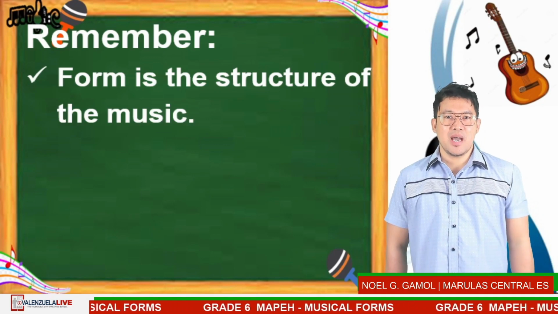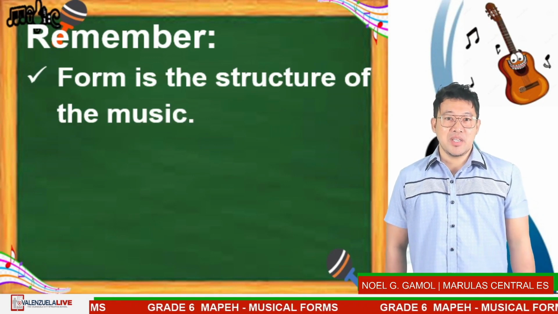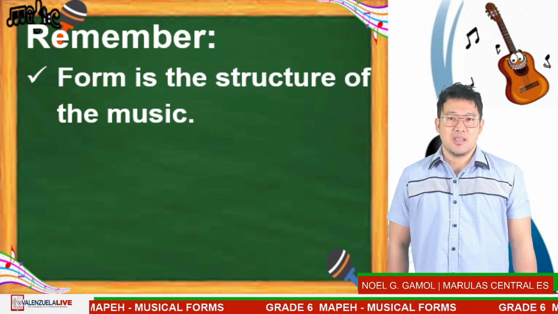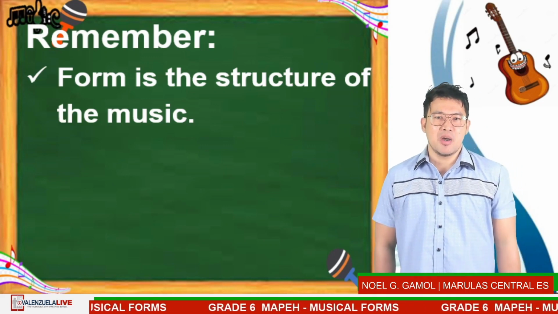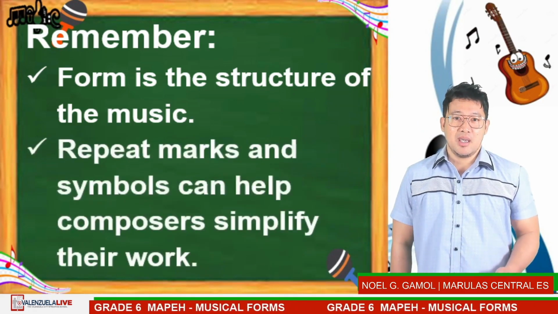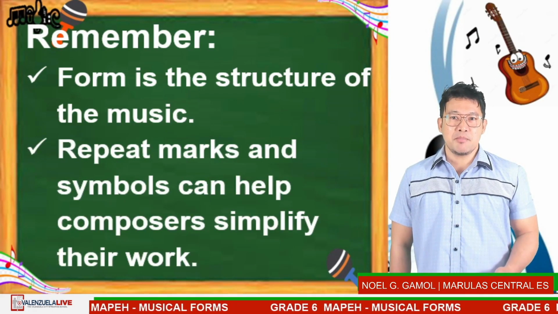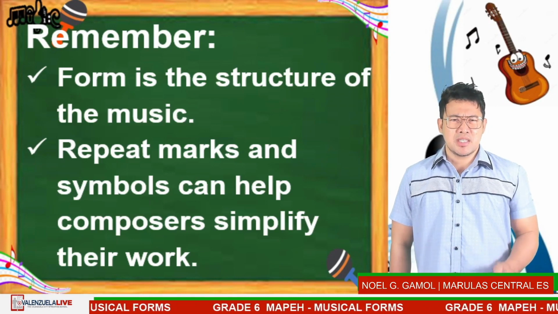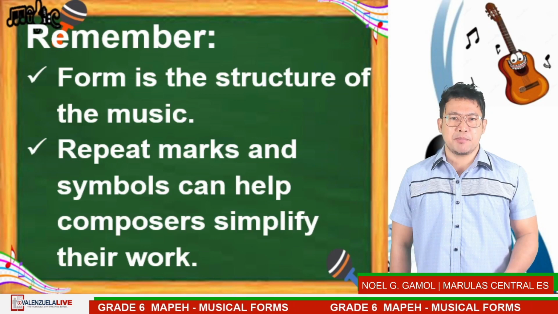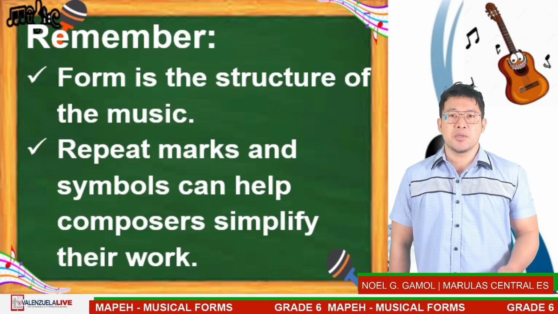I hope you got it all correct. Always remember that form is the structure of the music. It can have as many parts or episodes depending on the composers. And repeat marks and symbols can help composers simplify their work. It lessens the repetition of specific parts of the composition.